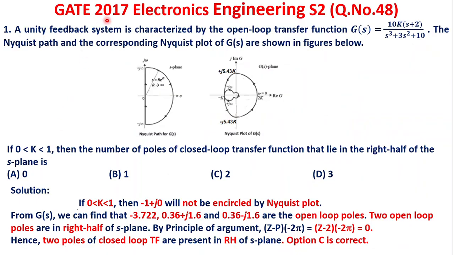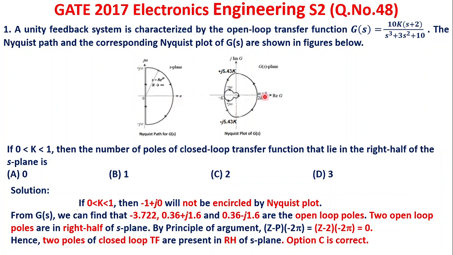Problem number 1 is taken from GATE 2017 Electronics Engineering set 2, question number 48. A unity feedback system is characterized by the open loop transfer function G(s) = 10K(s + 2) / (s³ + 3s² + 10). The Nyquist path and the corresponding Nyquist plot of G(s) are shown in the figures below.